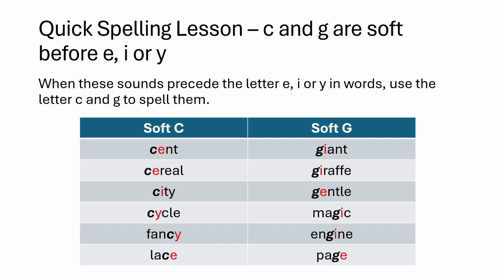When the sound S precedes the letters E, I or Y, use the letter C to spell it. I will say these words. I will pause. Then you say the word.